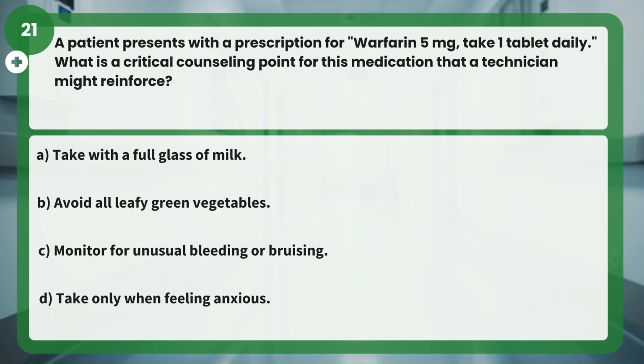Question 21. A patient presents with a prescription for warfarin 5 mg, take 1 tablet daily. What is a critical counseling point for this medication that a technician might reinforce? A. Take with a full glass of milk. B. Avoid all leafy green vegetables. C. Monitor for unusual bleeding or bruising. D. Take only when feeling anxious.